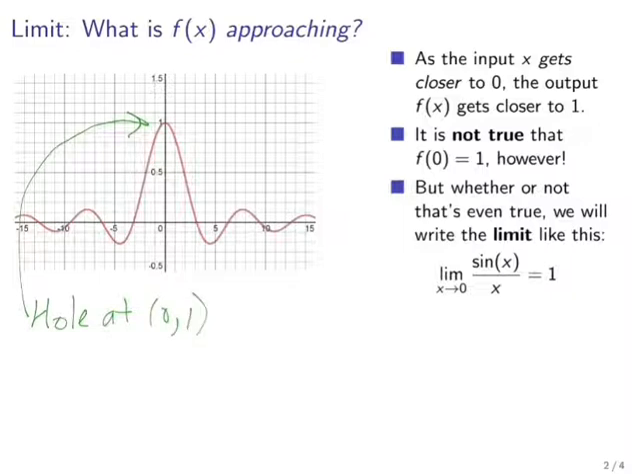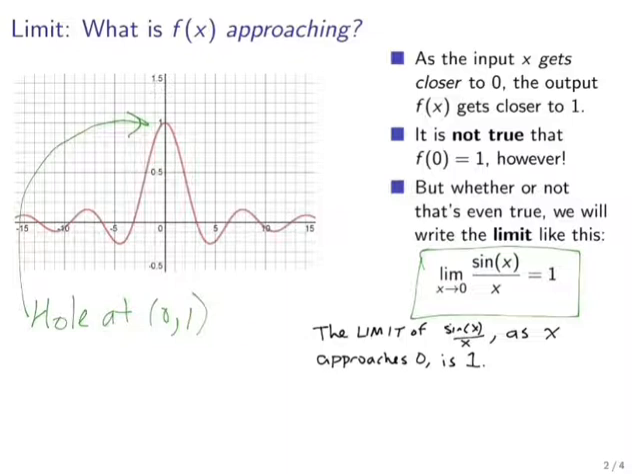The function doesn't output exactly 1 when I plug in x equals 0. In fact, it outputs nothing. I get 0 divided by 0. It's undefined. But still, the values of x around 0 output values of y that are very close to 1. And that's what this notation over here means. Everything that we were observing in our calculations on the previous slide is summarized in that one little green box there. As I let the input x approach 0, the outputs approach 1.